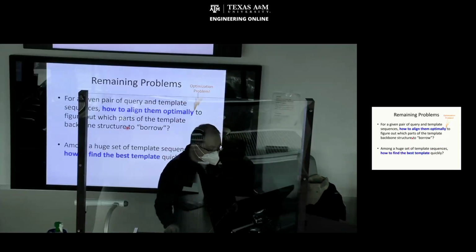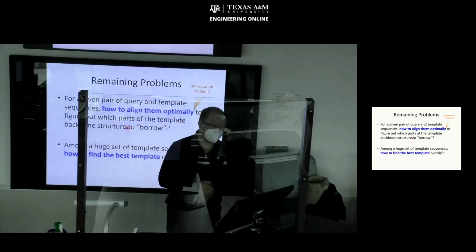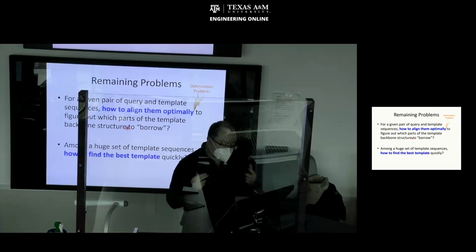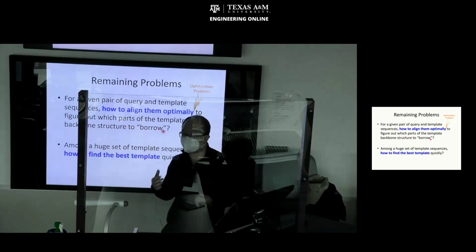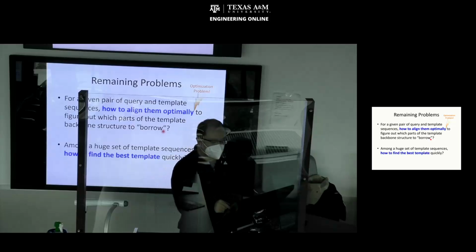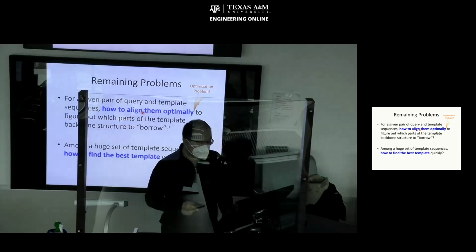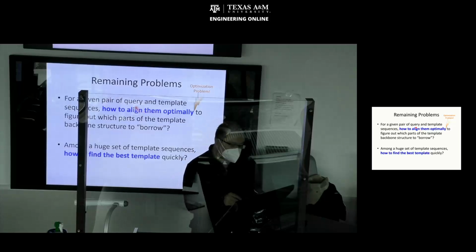But there are still remaining problems, right? So if I already found a template for the given pair of query and template, how do I know which part of the template backbone structure to borrow? In other words, how do I align them? That we still don't know, right? How do I align them optimally? And then this is about a given pair of query and template.